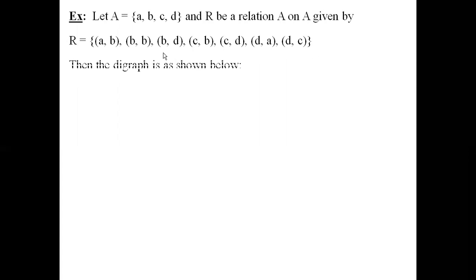Let us consider set A equal to {a, b, c, d}. There are 4 elements in the set A. And R be a relation on A. We are defining a relation on A itself, which is given by R equal to {(a, b), (b, b), (b, d), (c, b), (c, d), (d, a), (d, c)}. This is the given relation for us. We are now trying to draw the digraph for the same.